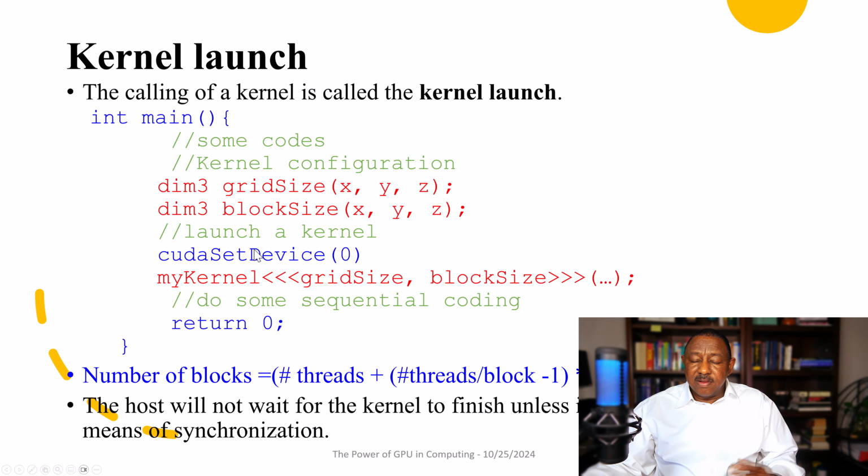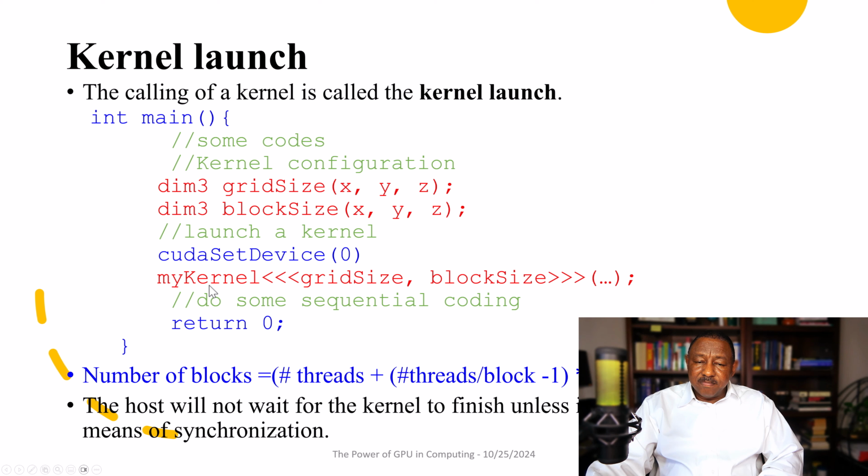After that, we need to launch the kernel. If you have multiple devices or multiple GPUs, of course they will be numbered 0, 1, 2, 3, and you can select the GPU that you want to use with cudaSetDevice(0). That means we will use the first one, and this is how to run the kernel, or call a function. Here we call it launching a kernel.